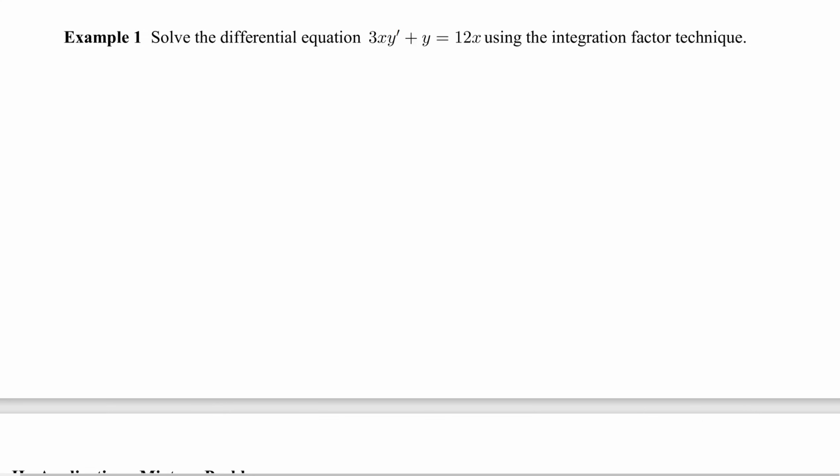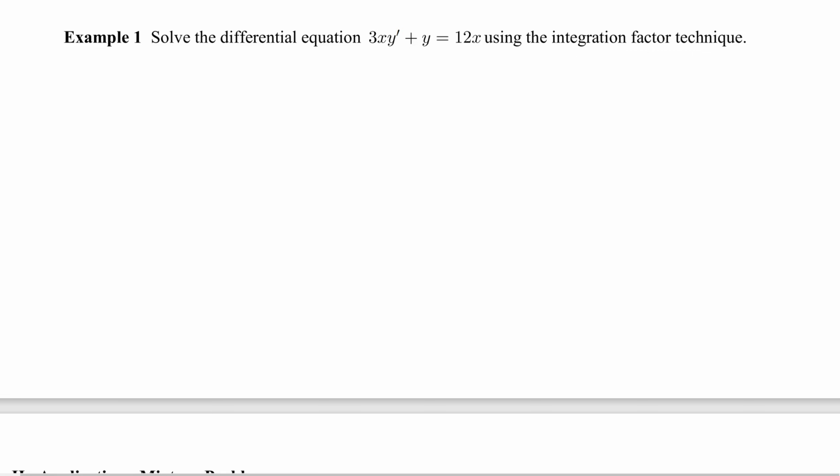Solve the differential equation 3xy prime plus y equals 12x using the integrating factor technique. This is a first order linear differential equation. Notice it is linear in the dependent variable y and its first derivative. That is y and y prime, neither of those are raised to a power, so they are linear.